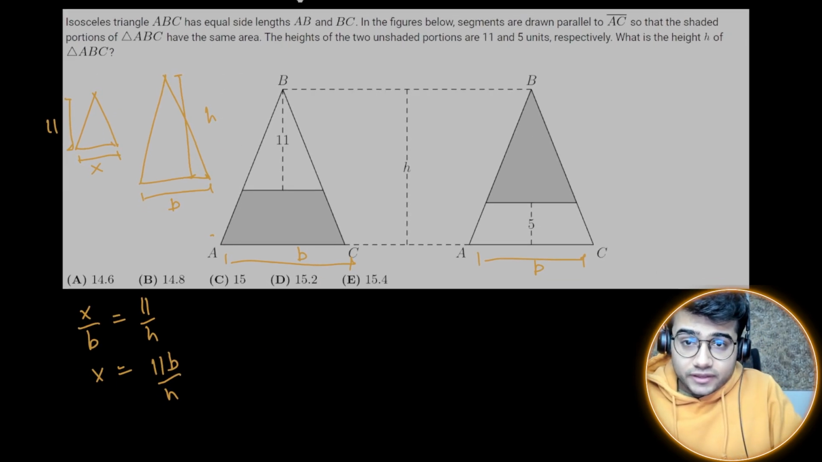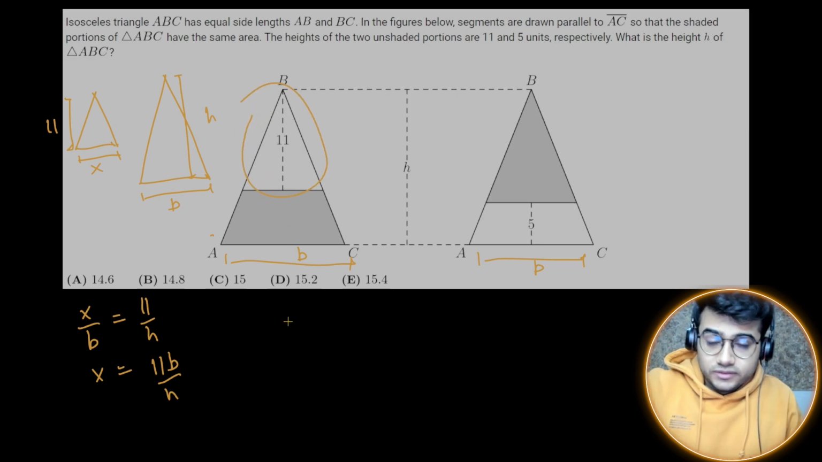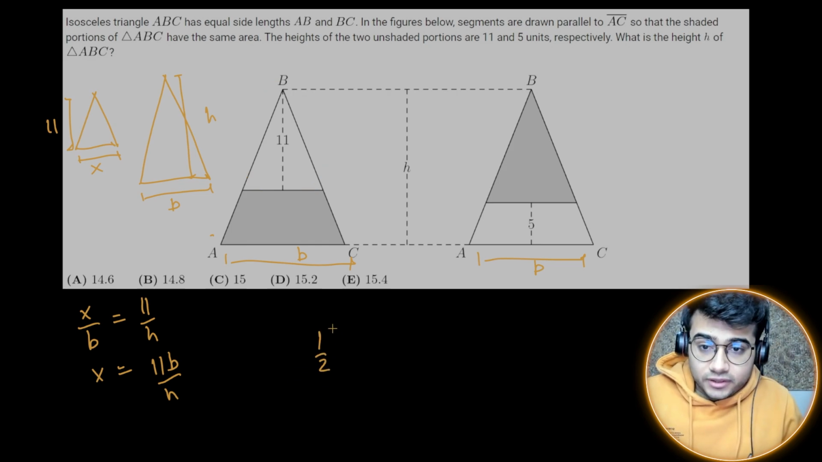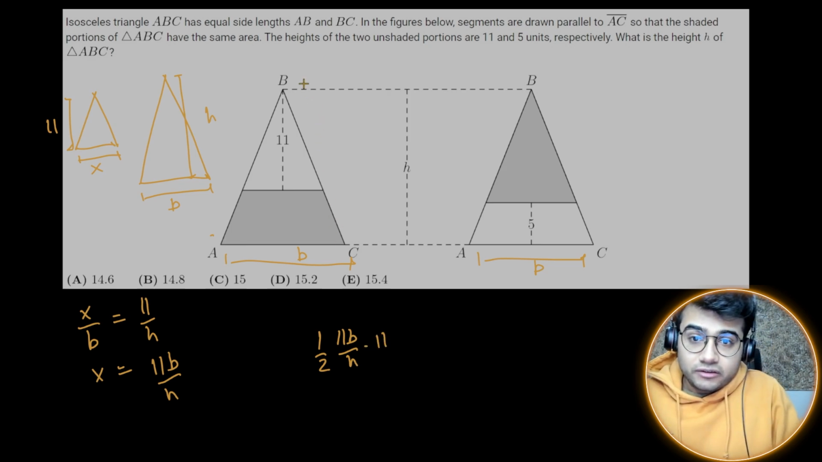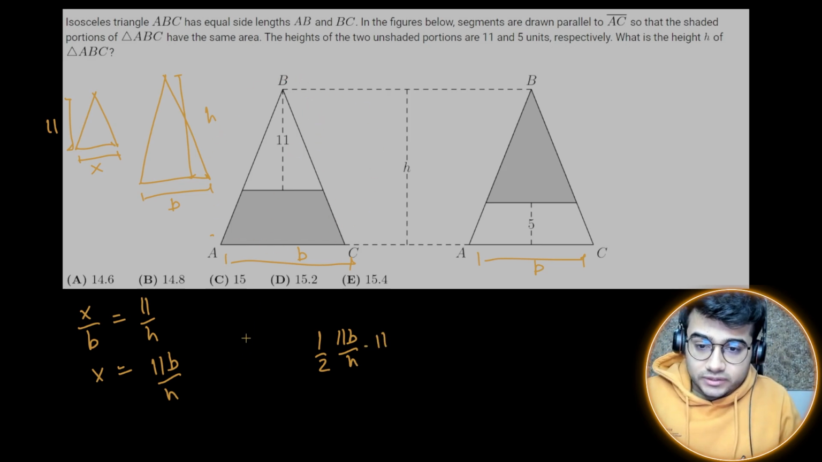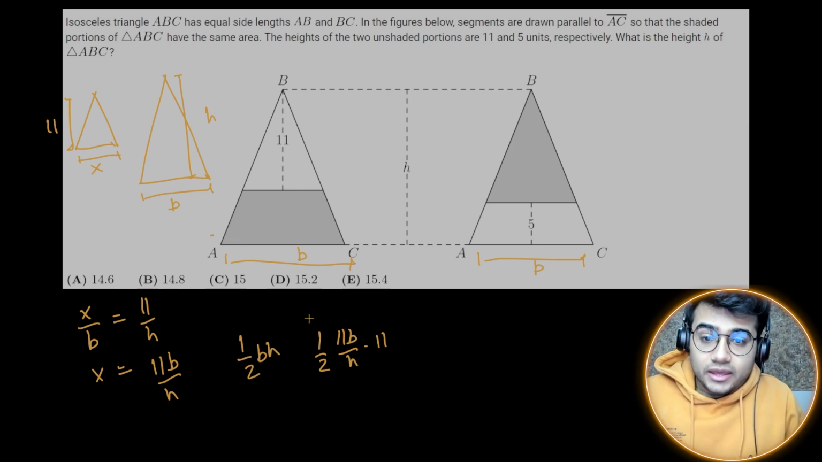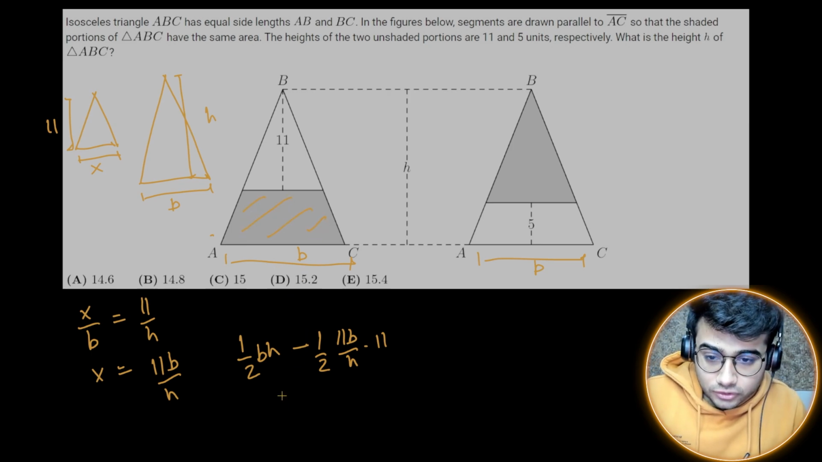Now that I have X in terms of B and H, I can find the area of the top triangle. What is that going to be? Well, that is going to be half. What is the base? Base is 11B over H times height. Height is 11. And what is the area of the big triangle ABC? Well, that's just going to be half base times height, right? And if you subtract these two areas, that is when you get this area. So let's see what that turns out to be.